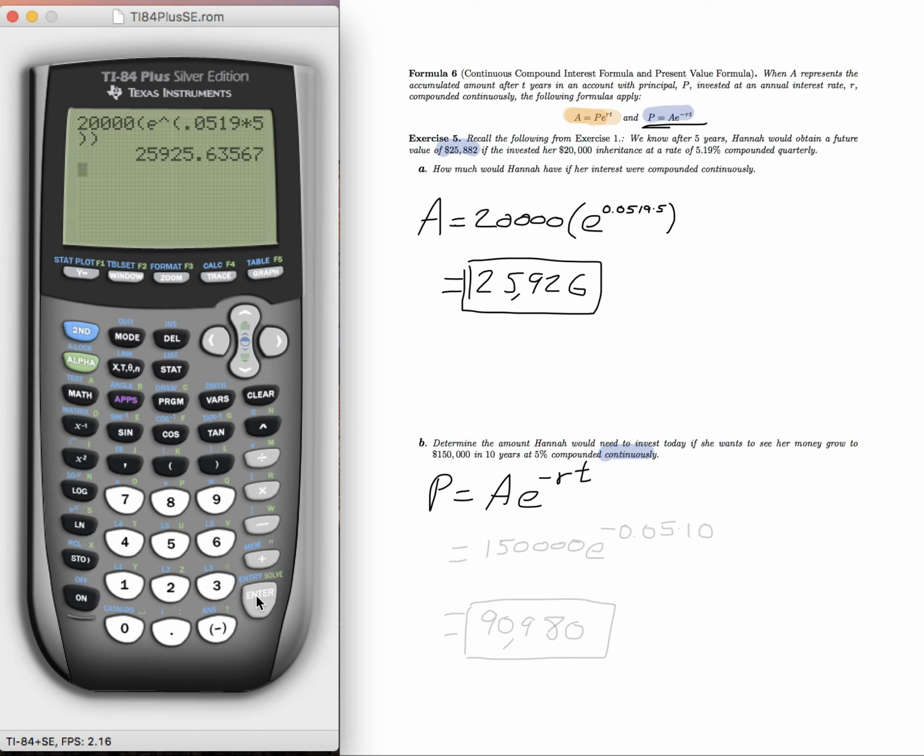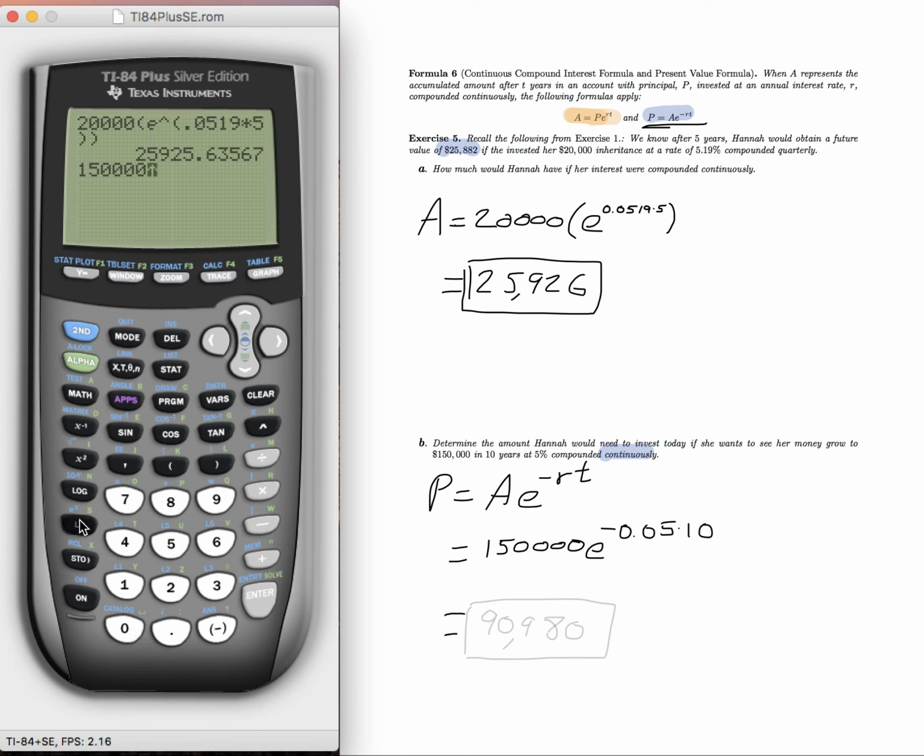So what's different? Well, we're trying to achieve a goal of $150,000. So our final amount would be $150,000. Our rate is the same, so we'll have e to the negative 0.05 times t. So now t, we are told, is 10. How long do we have? 10 years at this rate with this final goal in mind.